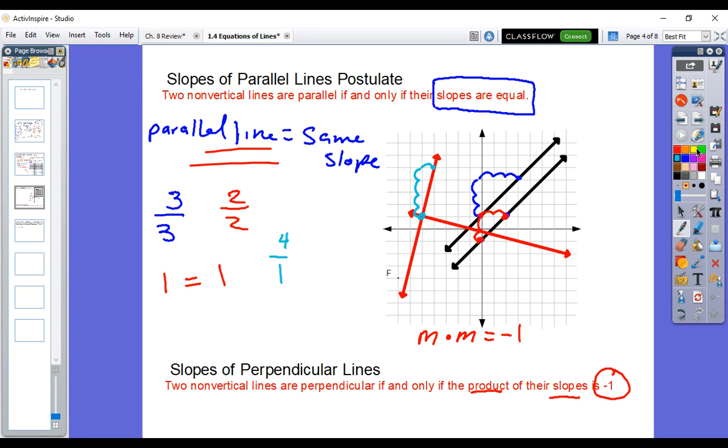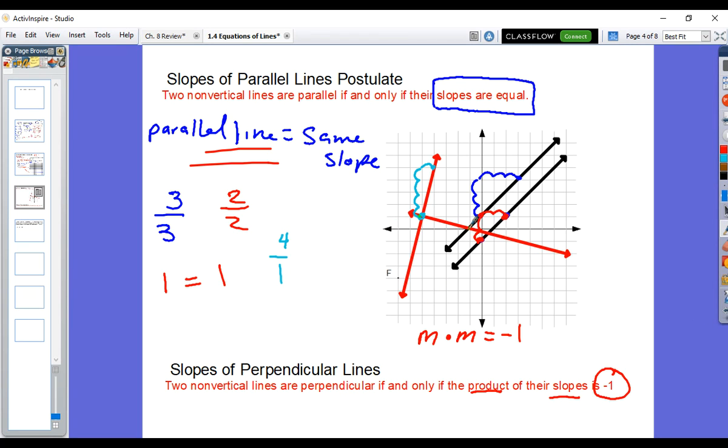All right. Let's check this other one over here. Using the same point right there, and then we'll use this point over here. So it goes down 1, so that's a negative 1, and then over 1, 2, 3, 4. Over 4. Now if I multiply these two, I get 4 times negative 1, which is negative 4. 1 times 4 is 4. Negative 4 over 4 gives us a negative 1. So yes, they are perpendicular.